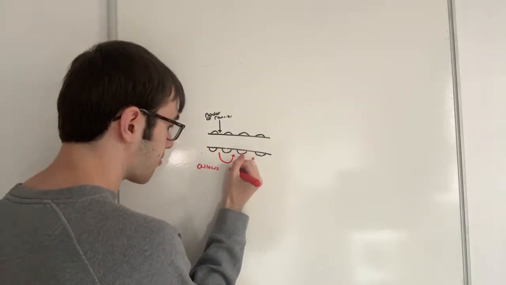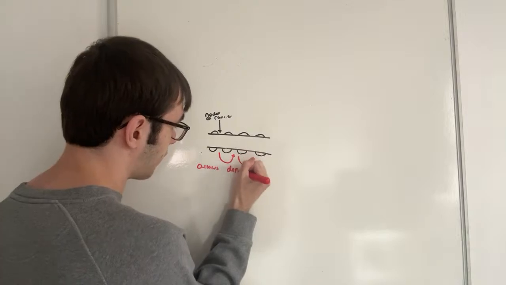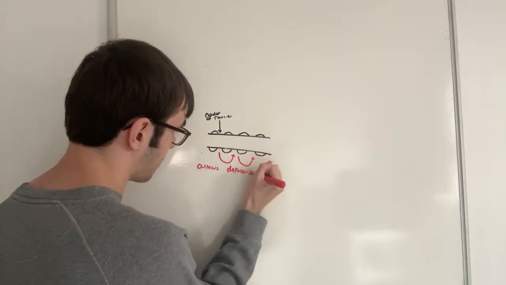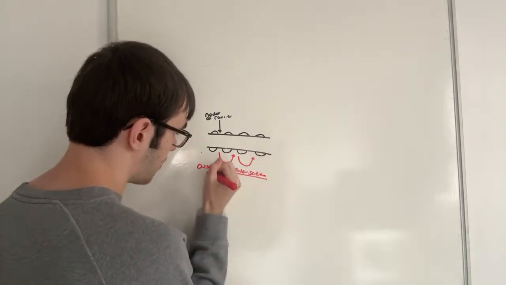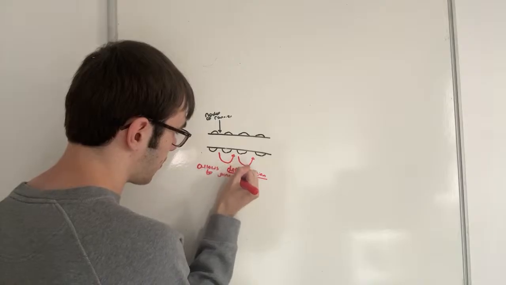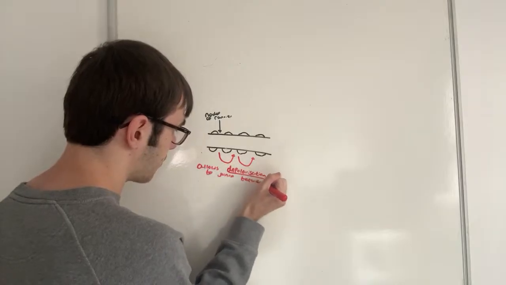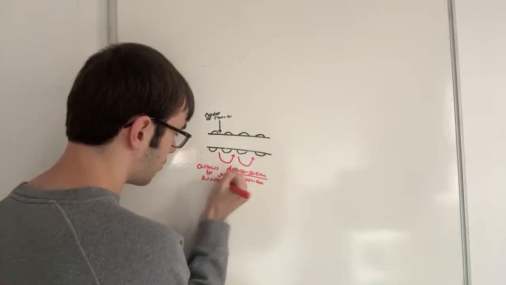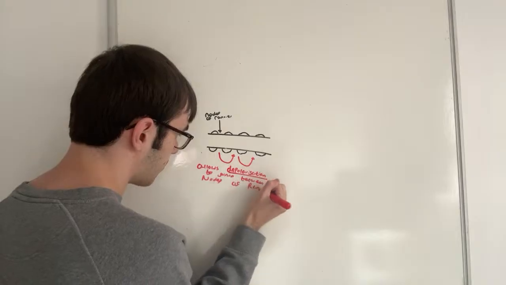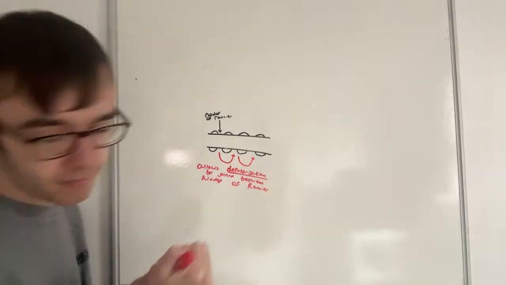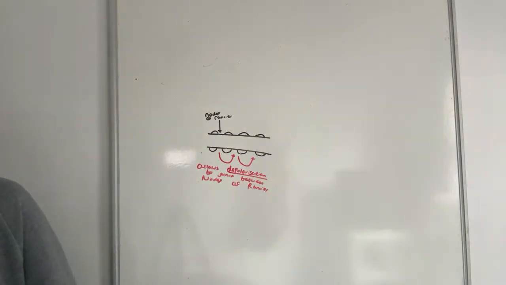And I guess you would also say it allows depolarization to jump between nodes of Ranvier. Let's have a look at what the mark scheme says. I wouldn't know how else to explain this.